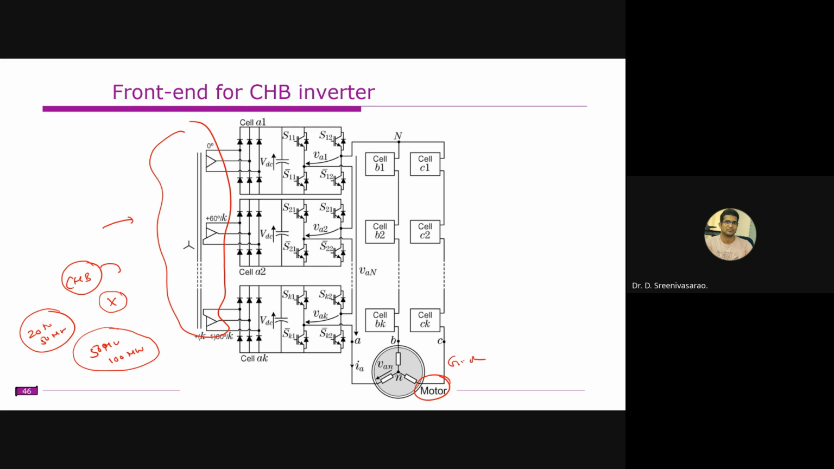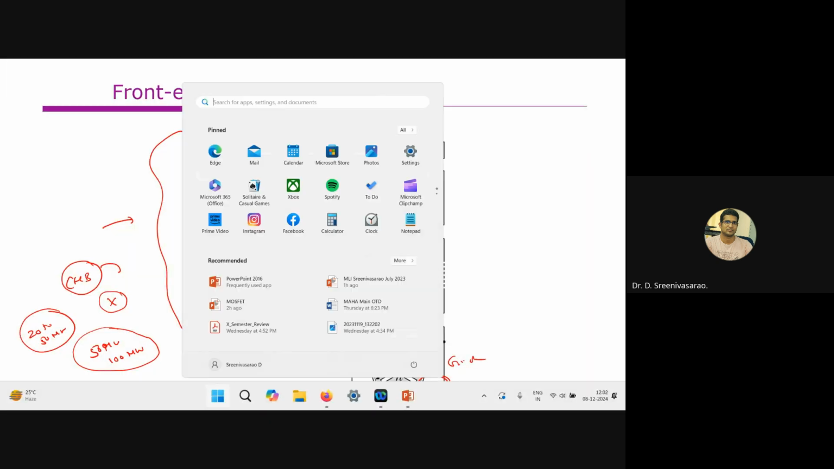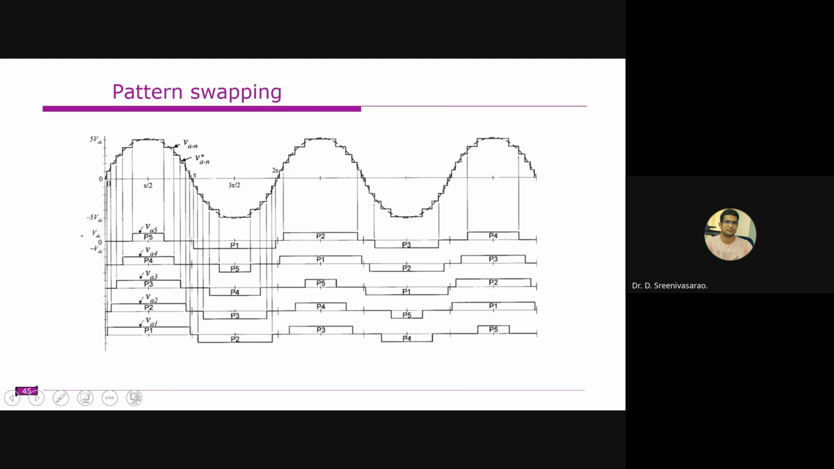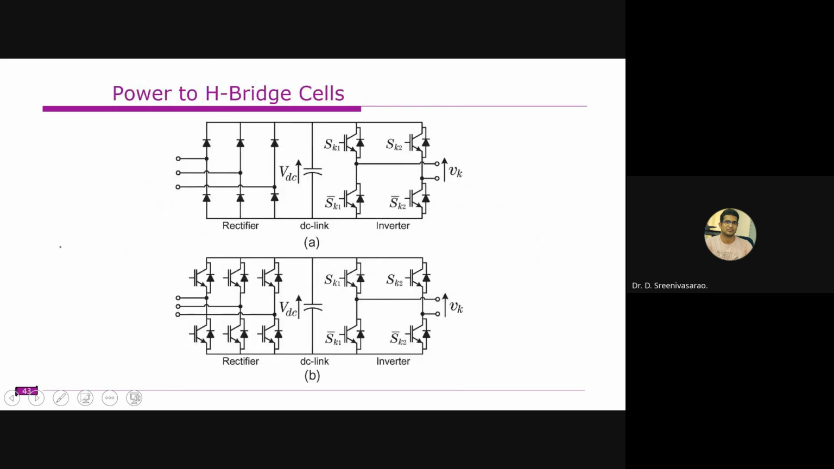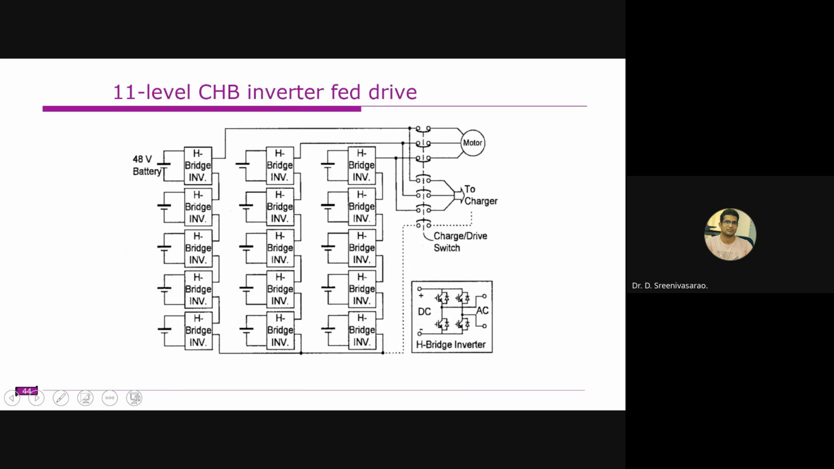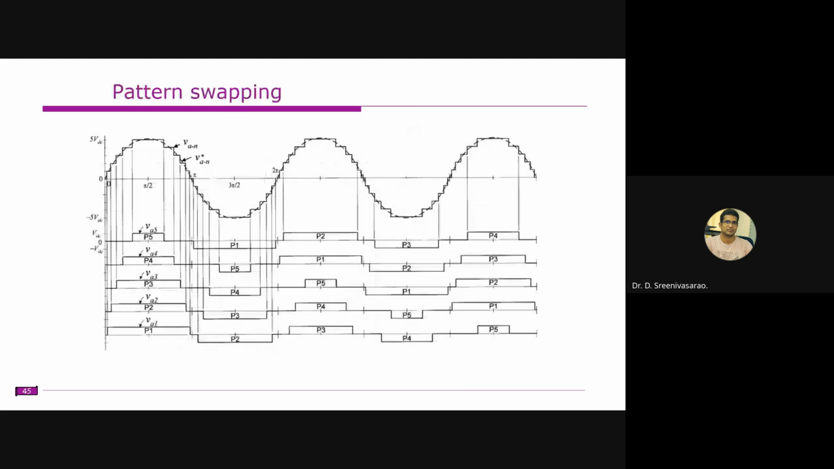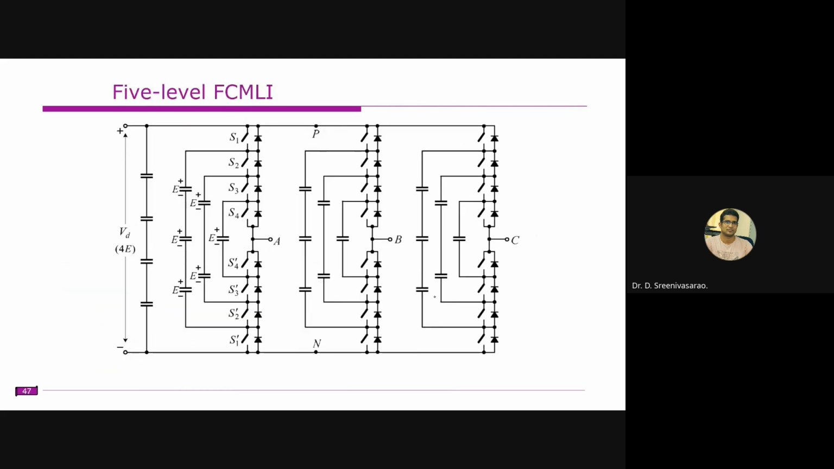Alright, understood. So one main advantage with this one is that its control is simple, and arranging this is simple. Another one is the flying capacitor multi-level inverter. Compared to these two, this is very less common, but we have dominant applications for this one.